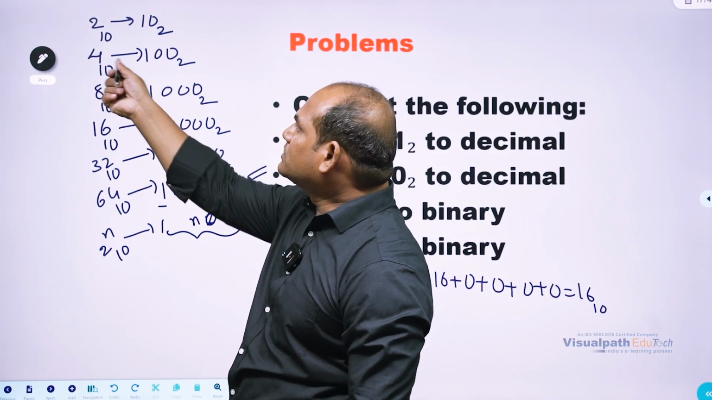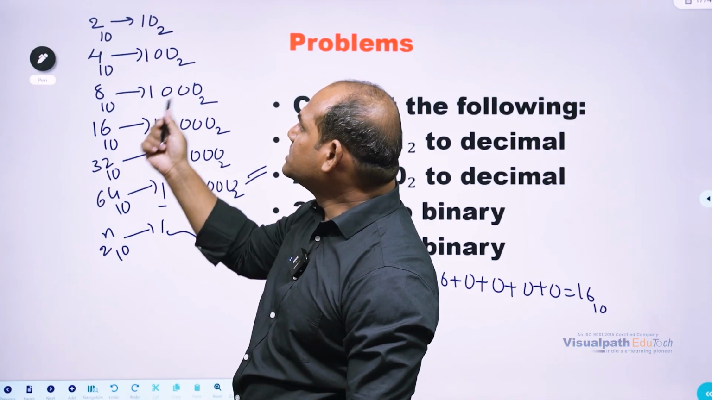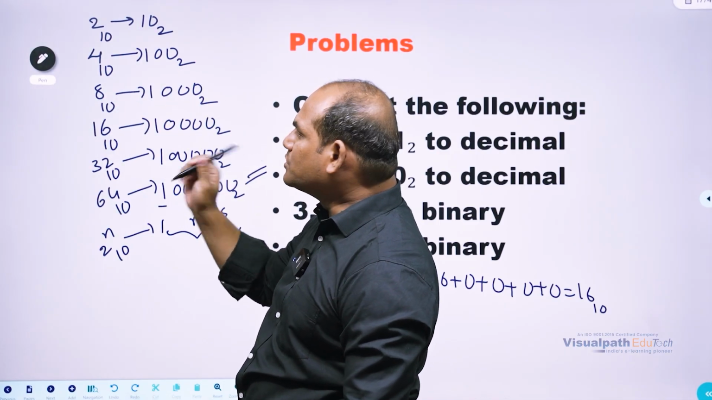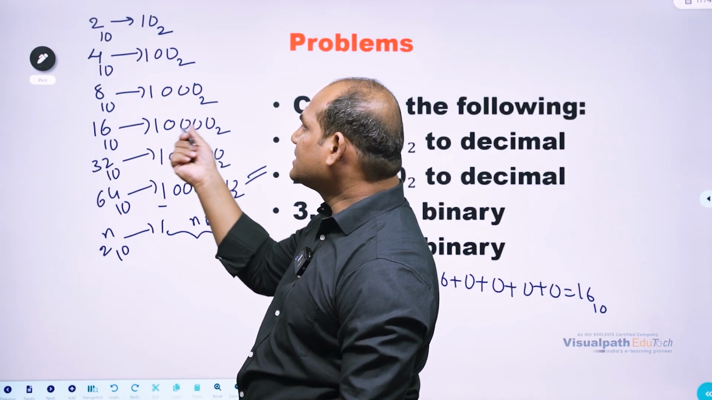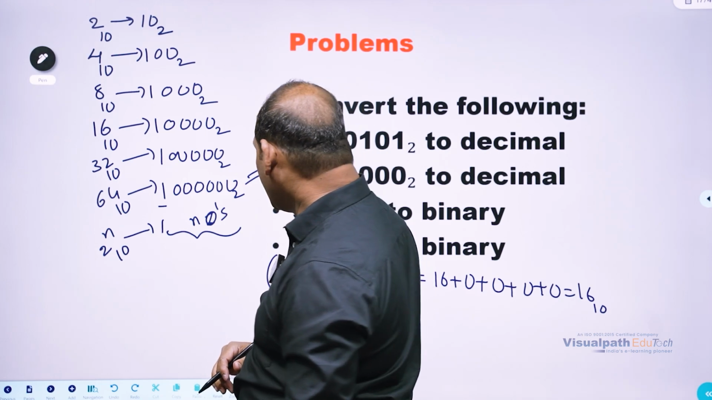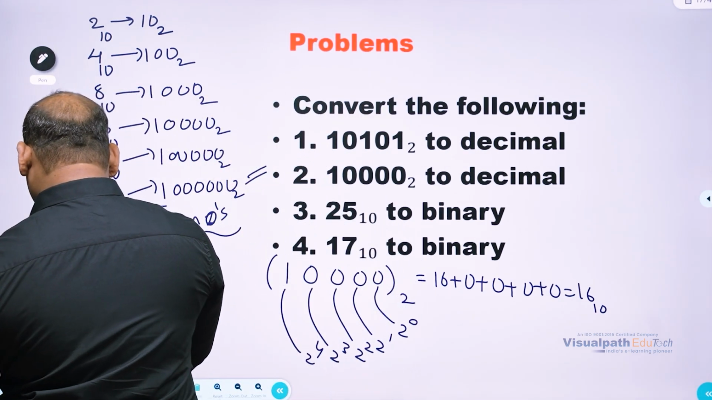So it is 2 power 2. That's why 1, after 1, we are writing 2 zeros. It is 2 power 3, that is 8. So after 1, we have to write 3 zeros. 2 power 4, 1, after that we have to take 4 zeros. So it is an easy way of writing here. Now we will see another one.